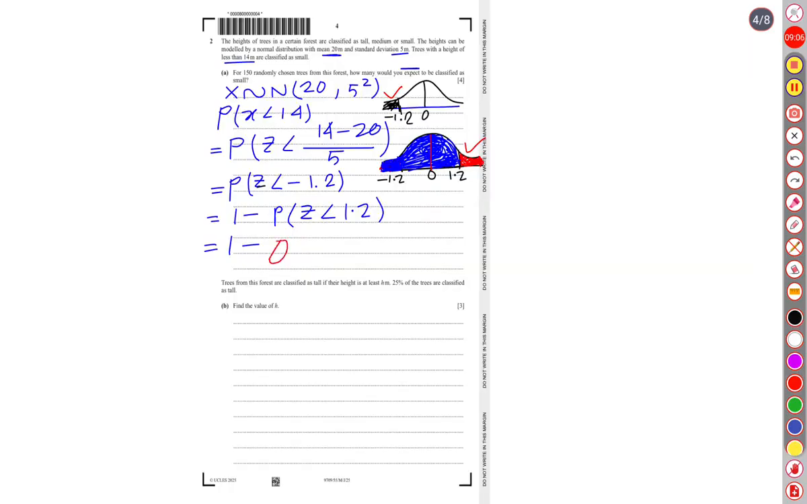Let me change the color of the ink. 0.8849. Then if we subtract 0.8849 from 1, it is going to be 0.1151. So 0.1151 is our probability.